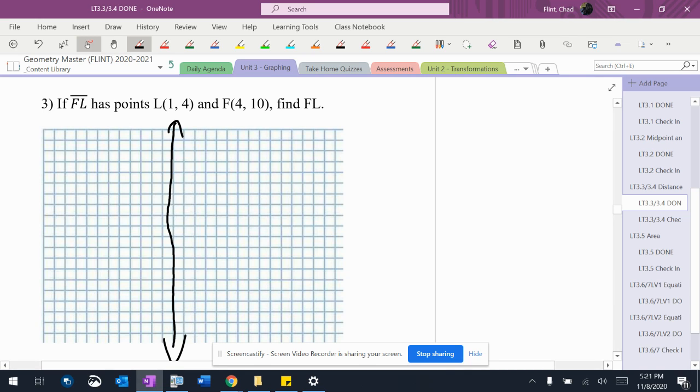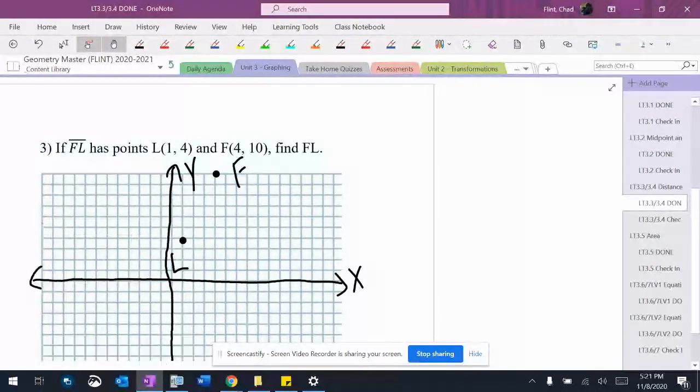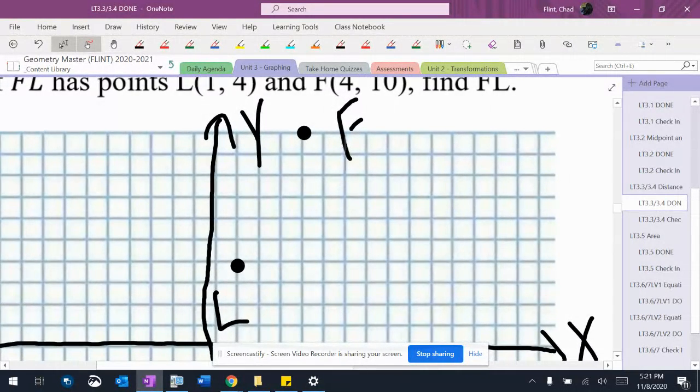So draw a graph. 1, 2, 3, 4, 1, 2, 3, 4, 1, 2, 3, 4, 5, 6, 7, 8, 9, 10. So we're looking at L, X. Okay.